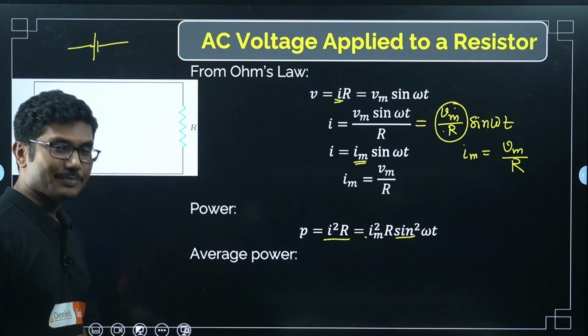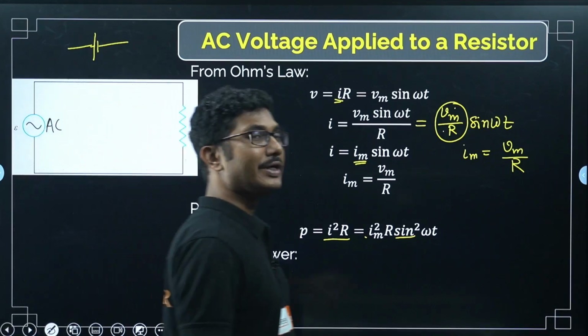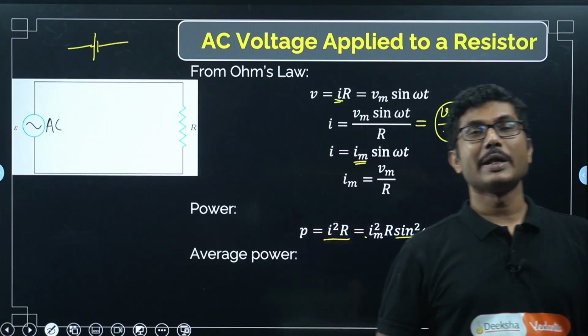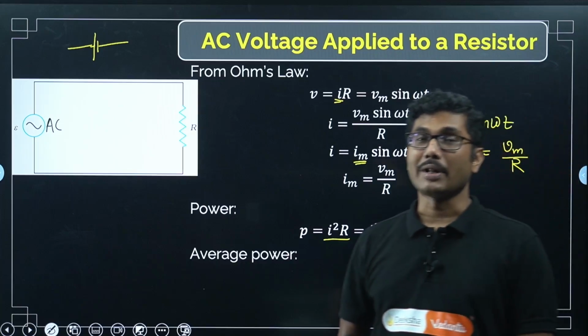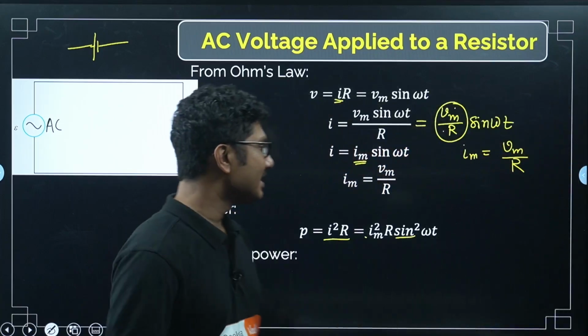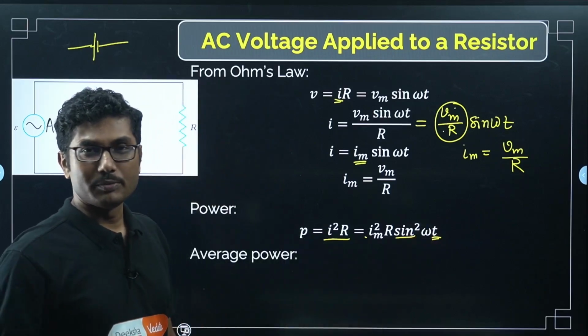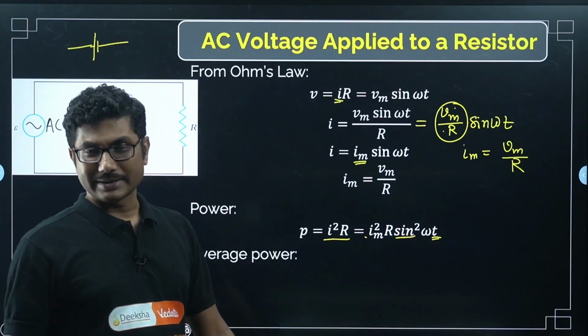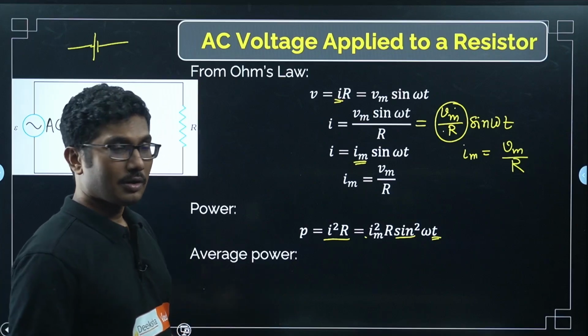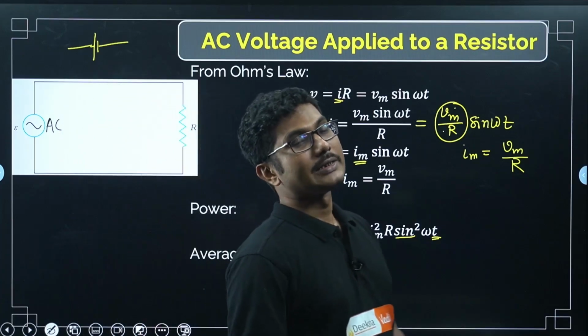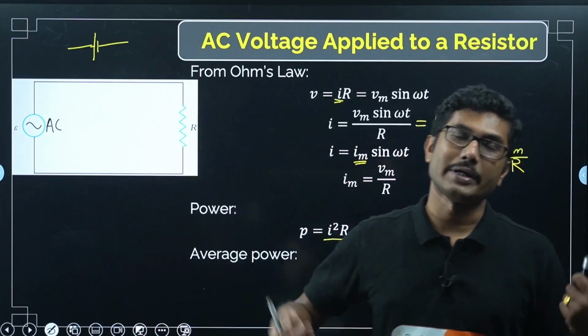Now average power is more important when we are using AC current, more than instantaneous power, because this is instantaneous power. At some value, sine omega t will be 0. At that point sine omega t will be 0, and at some point sine omega t will be plus 1, so at that point it will be maximum.